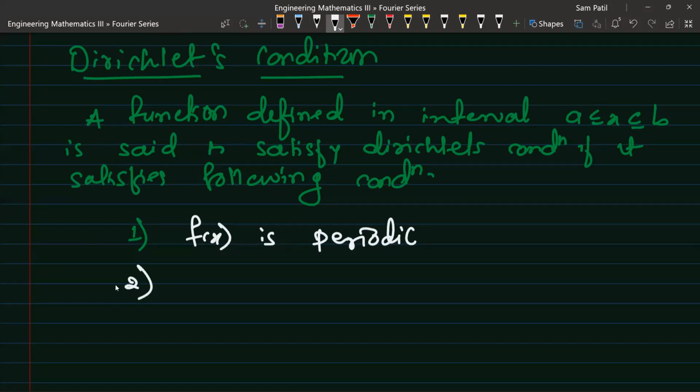Second, f(x) and its integrals are finite and single valued. So it means what? It is integrable. f(x) is integrable. We know how to find out the integral.